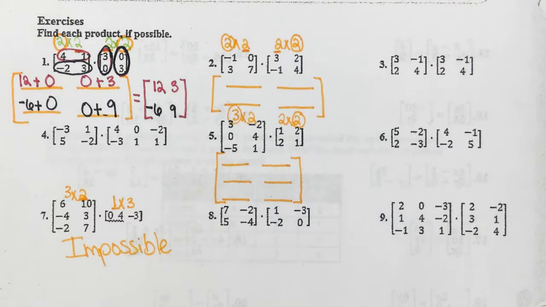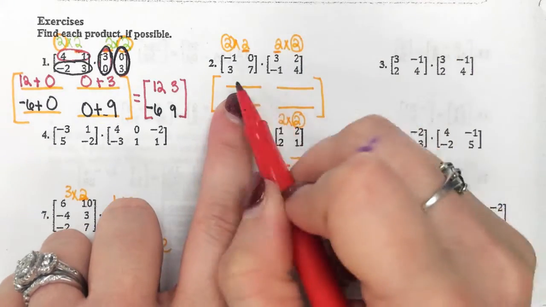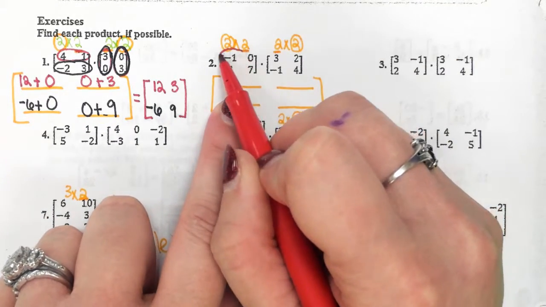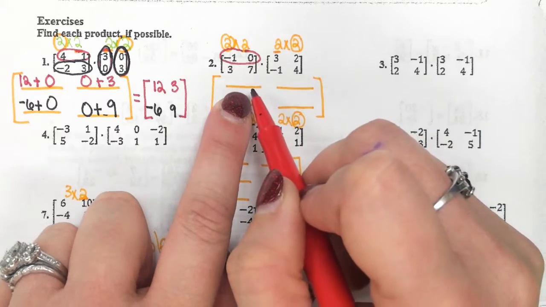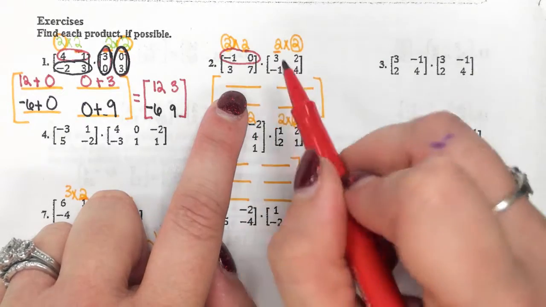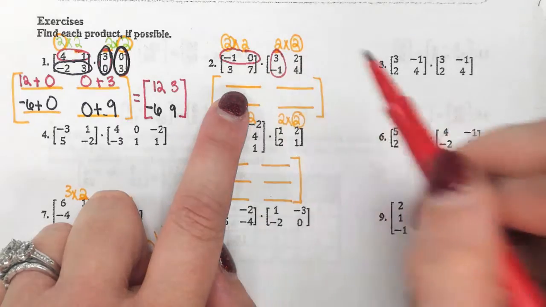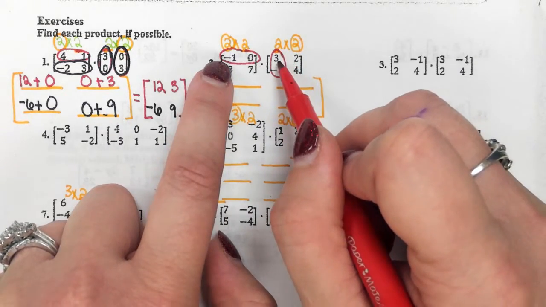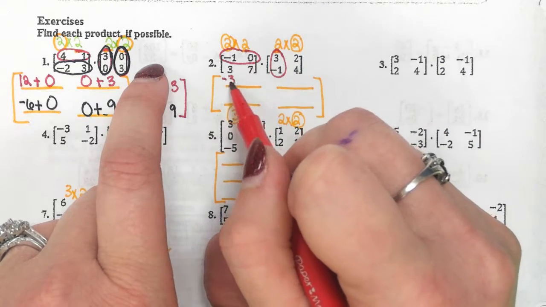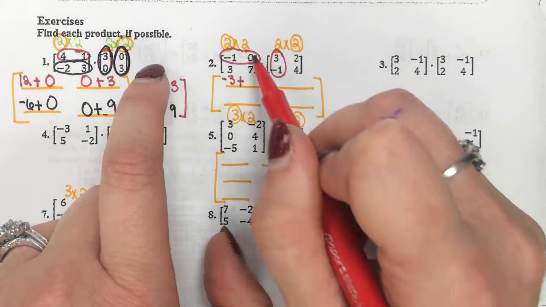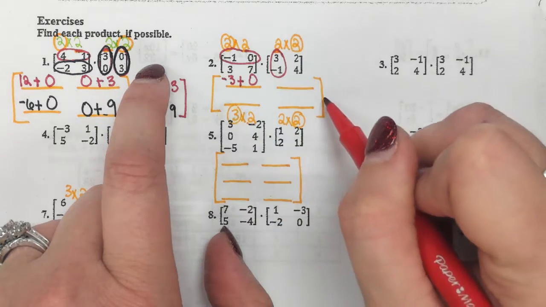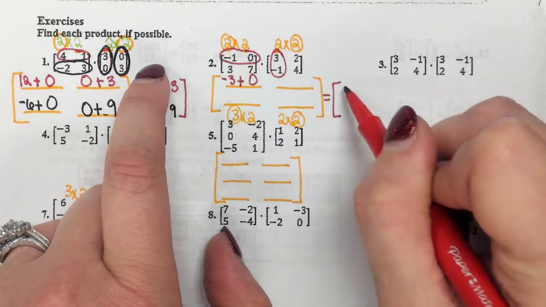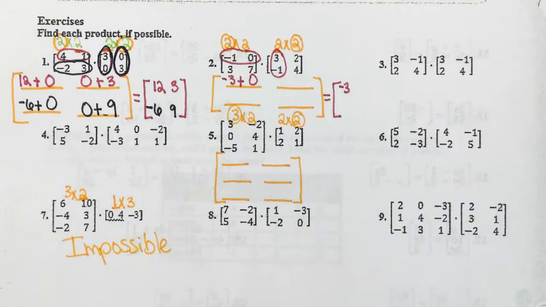All right, here we go. This guy right here is in the top row, so we're going to use negative 1, 0. And he's in the first column, so we're going to use 3, negative 1. All right, so we're going to multiply the negative 1 times the 3. Negative 3, plus 0. And then 0 times negative 1 is 0. Very good. Add them together. Negative 3. Perfect.